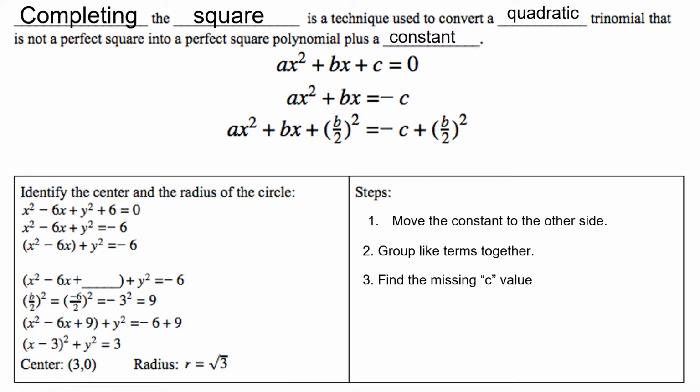And the way we find that is by taking the b value divided by 2 and squaring it. So I'm going to take -6 over 2, get -3, and square it to get 9. And I'm going to add that 9 on both sides. Can't just do it on the left or just on the right. I'm going to factor the left-hand side, and I'm going to add the right-hand side so that I can get the equation of a circle so that I can identify my center and my radius.